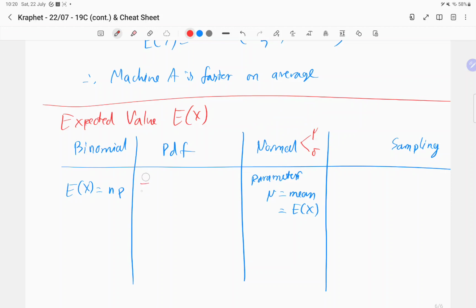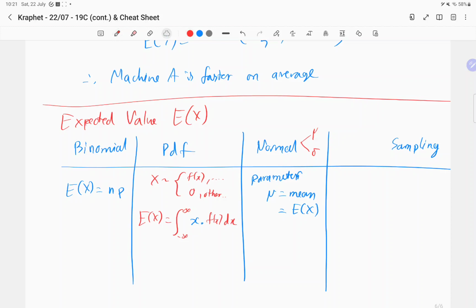Now PDF. When you have fx, let's say a variable has an fx function for some sort of domain and 0 otherwise. Then the expected value is the integral from the left-hand side all the way to the right-hand side of x times the function fx dx. That's the first one that you really have to calculate.